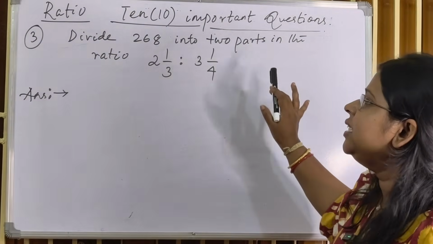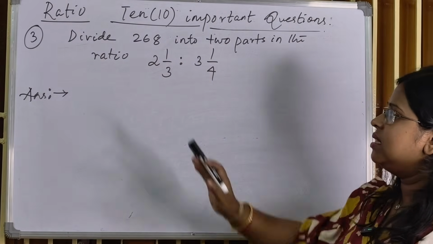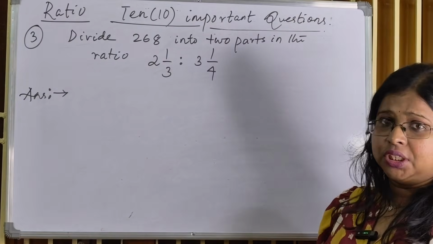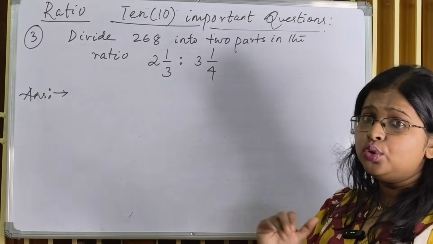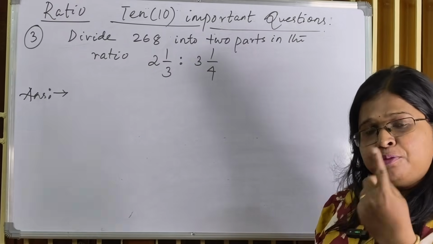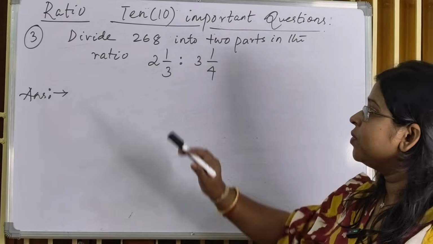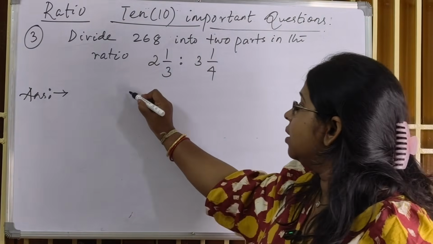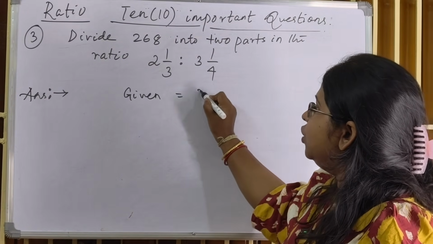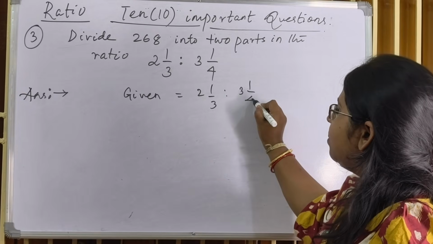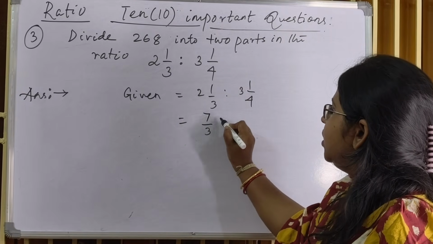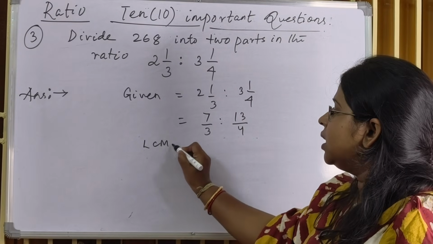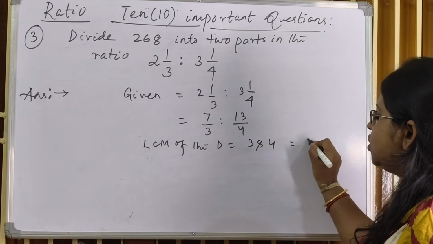So students, the question says divide 268 into 2 parts in the ratio, this one and this one. In the question you can see the ratio is given in fractions. So from the fractions we have to convert it into whole numbers. How are we doing that? In the previous video, how did we do that? We took the LCM of the denominators. Here you can see the fractions are given as mixed fractions. So 2 whole 1 by 3 is to 3 whole 1 by 4, that is 7 by 3 is to 13 by 4. Now we will take the LCM of the denominators 3 and 4, that is 12.